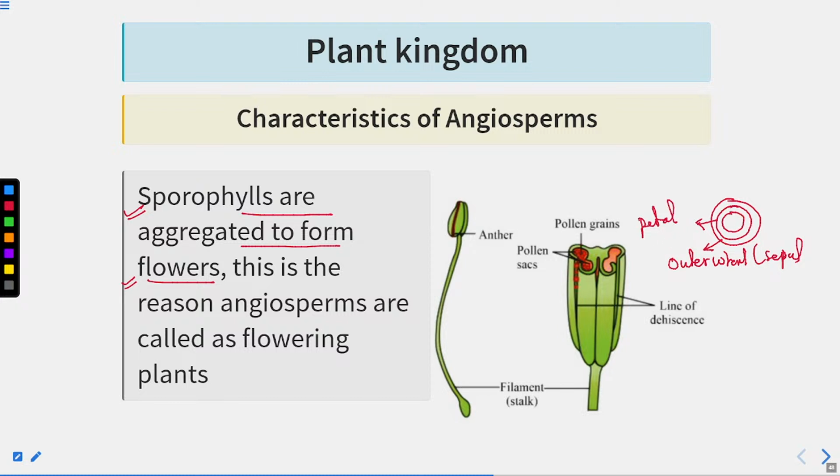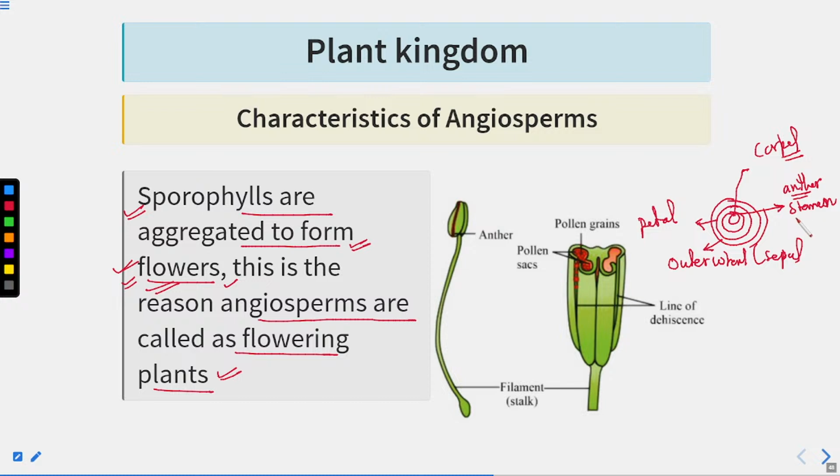And next to this is the anther, or we can say stamen. And inside this is the carpel. So basically they are the sporophylls that are aggregated to form a flower. 4 whorls aggregate together to form a flower. This is the reason angiosperms are called flowering plants, because the sporophylls are present in the form of flowers. That is why they are called flowering plants.